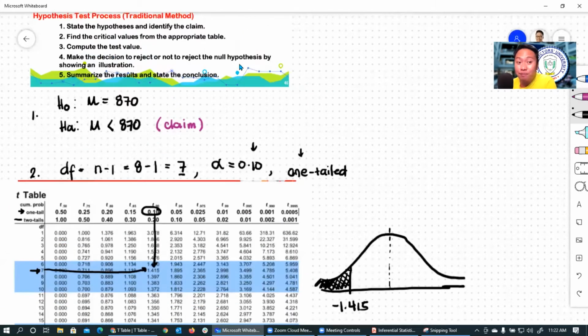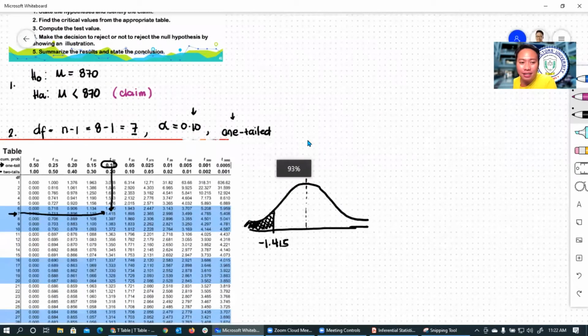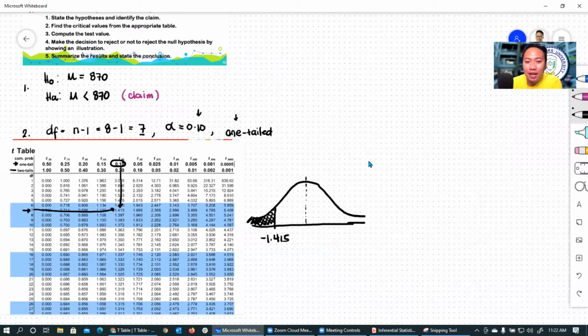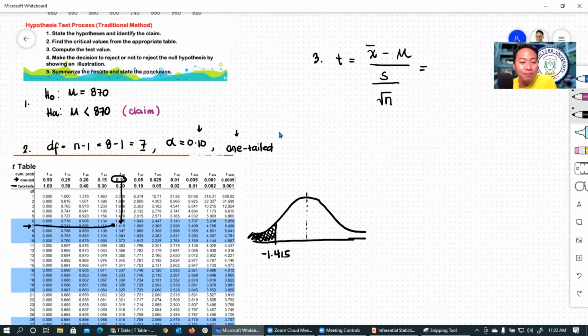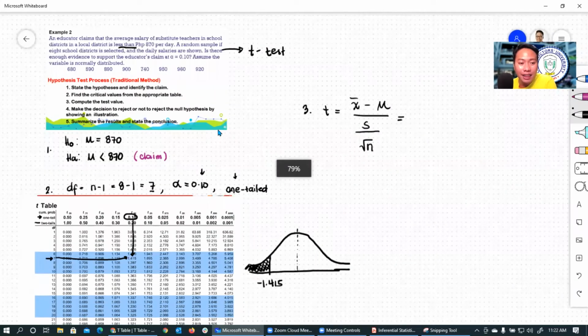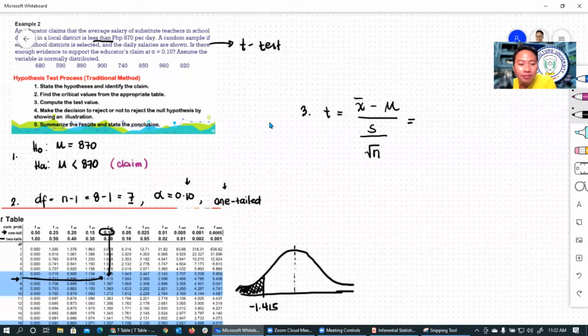Now, let's try to solve. Our third step is to compute for the test statistic. So we're down to step 3, which is solving for the test statistic. t equals sample mean minus population mean over the sample standard deviation over square root of n, right? So now looking at the problem, guys, are we given the sample mean? Do we have a sample mean? No. However, we are given the 8 sample salaries.